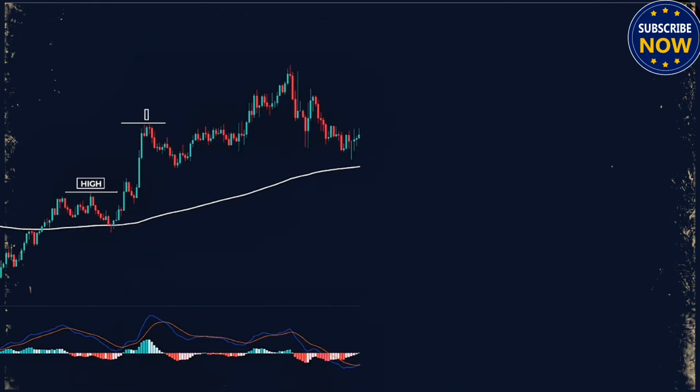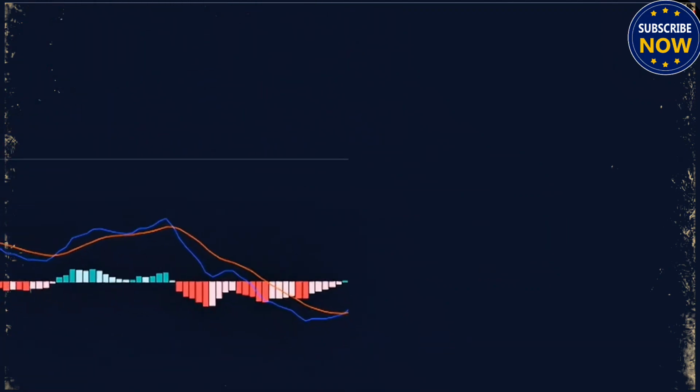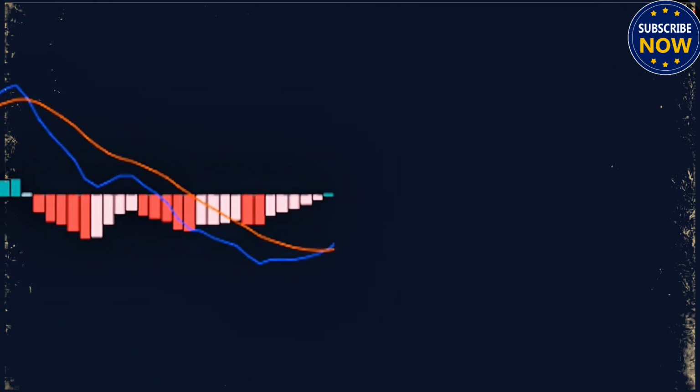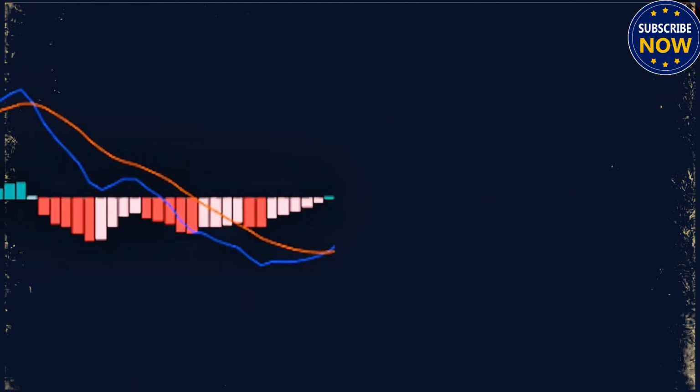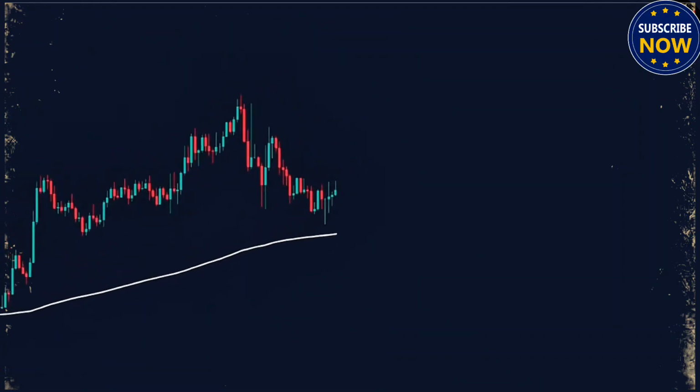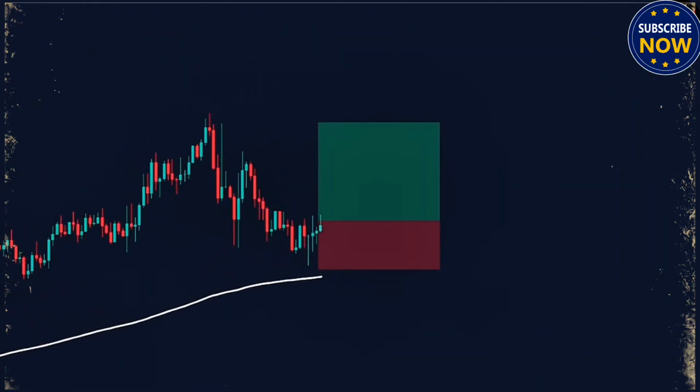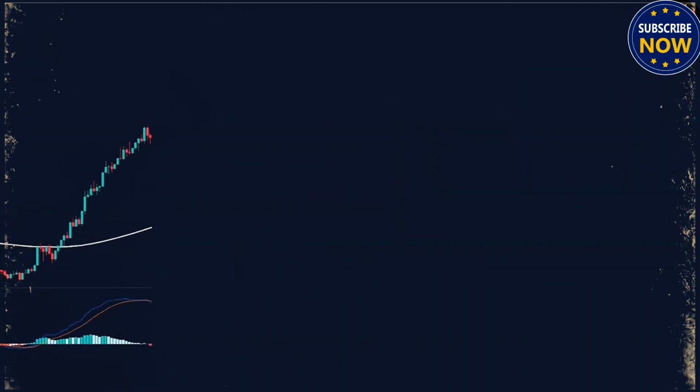Price is forming higher highs and higher lows, so we can clearly see that we're in an uptrend. The price is above the 200 EMA, which means we're only looking for buy or long positions. Now for rule number 3, the MACD confirmation. We spot a bullish MACD crossover happening below the zero line. That's our signal to enter a trade. We take a long position, place the stop loss just below the recent swing low, and set our take profit at 2 times the stop loss distance. That's a 2R setup.